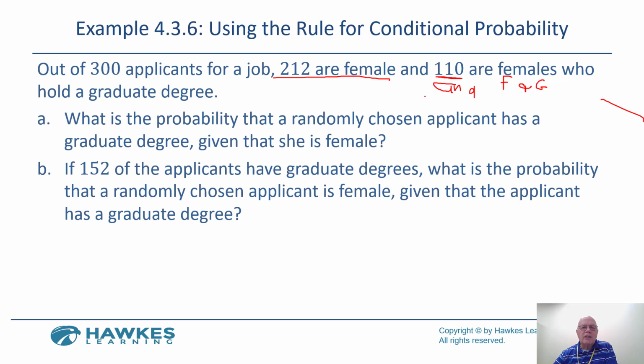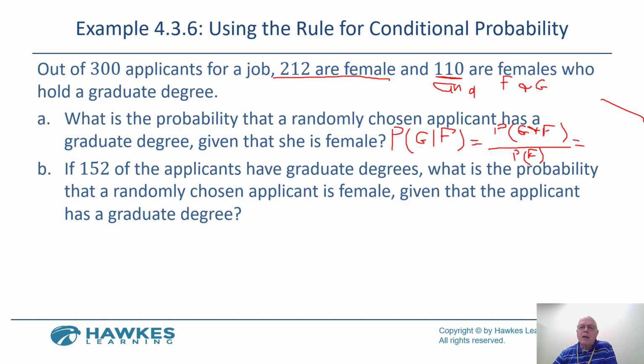So if we want the probability that a randomly chosen applicant has a graduate degree, so the probability they have a graduate degree given that that person is female. Remember, there are 300 applicants. So if we want this, we want the probability on the top of G and F, female with a graduate degree, and on the bottom we want the one that's the given condition, which in this case is the female. Probability of a female.